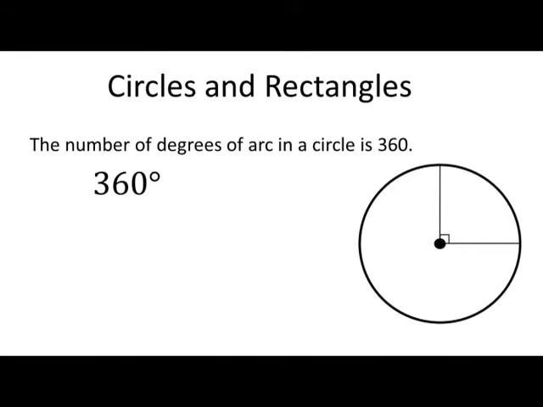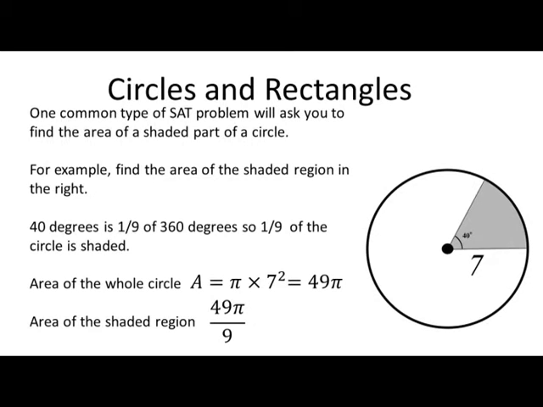Now we get to the part about 360 degrees. The number of degrees of arc in a circle is 360. We know it's degrees because of that little circle in the upper right-hand side. A right angle is 90 degrees. And that is also 1/4 of the way around a circle. One common type of SAT problem will ask you to find the area of the shaded part of a circle.